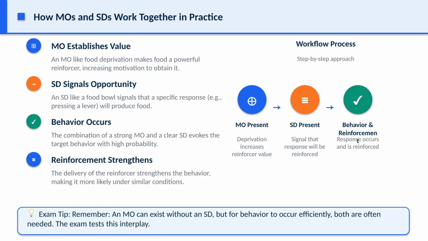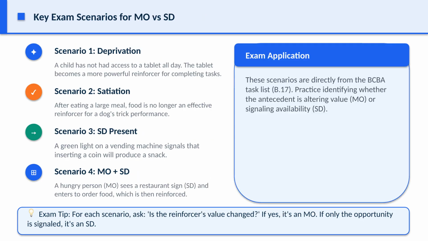Finally, delivering the reinforcer strengthens that behavior, making it more likely to occur under similar conditions in the future. For the exam, remember that MOs alter the effectiveness of consequences and evoke behavior, while SDs signal the availability of those consequences. Understanding this interaction helps you analyze why a behavior occurs in a given context, a critical skill for designing effective interventions. Now, let's examine key exam scenarios that clarify the difference between motivating operations and stimulus control.